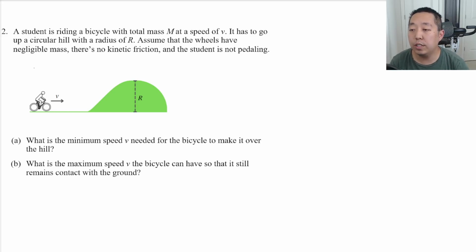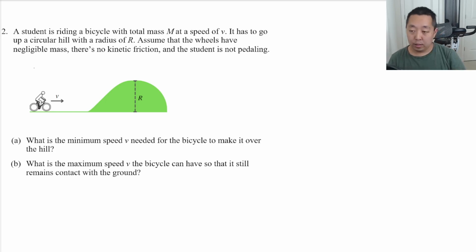So now we have a student riding a bicycle with a total mass m with the speed of v. It has to go up a circular hill with the radius r. Assume that the wheels have a negligible mass and there's no kinetic friction, and the student is not pedaling. What is the minimum speed needed for the bicycle to make it over the hill?